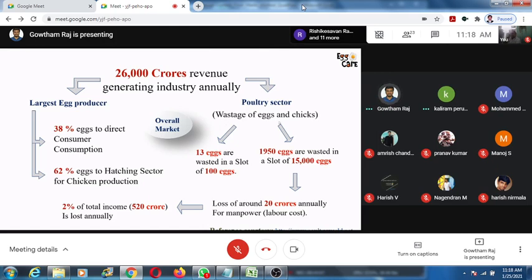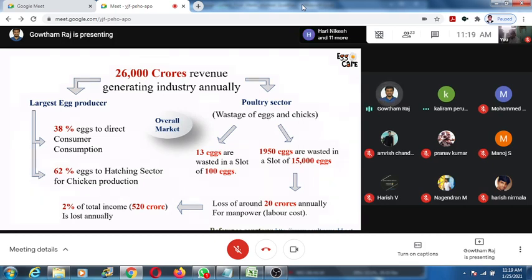In that, in a particular slot, for 100 eggs, 13 eggs get wasted in the current data. The incubation sector is incubating about 15,000 eggs, so it is converted into 1,000, nearly 2,000 eggs, that are wasted. For this wastage, the loss is around 20 crores annually. For manpower and labor cost also, they are calculating a 20 crores loss. And it affects 2% of the total income. See, of 26,000 crores of annual revenue, 2% gets wasted. So it is a big amount of loss, right?